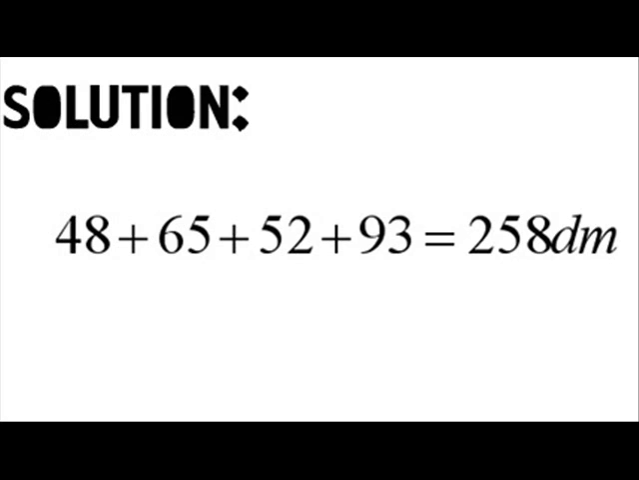The polygon is a trapezoid and all the measures of the sides are given. So we will just have to add them up. 48 plus 65 plus 52 plus 93 is equal to 258 dm, which is the perimeter of the polygon.